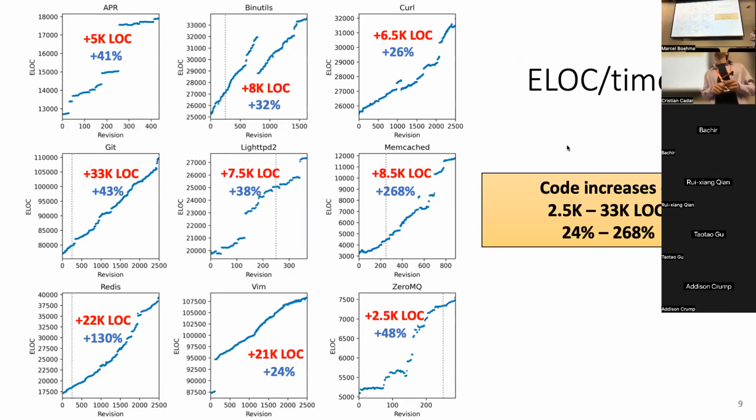All right, so what observations have we made? I think you might not find it surprising that code keeps increasing over time. I think there is a big concern here in terms of software bloat, but I won't have time to get into this today. But yes, we see increases in these projects between 2.5 and 33,000 lines of code. So in percentages, this code increases between 24% and 268% in this time frame.